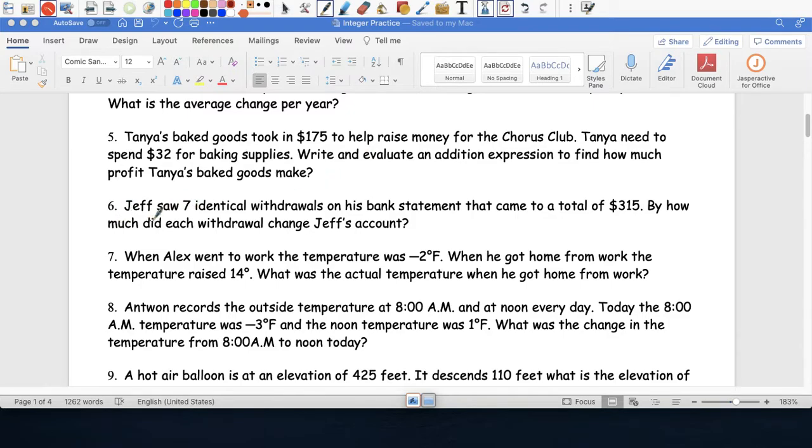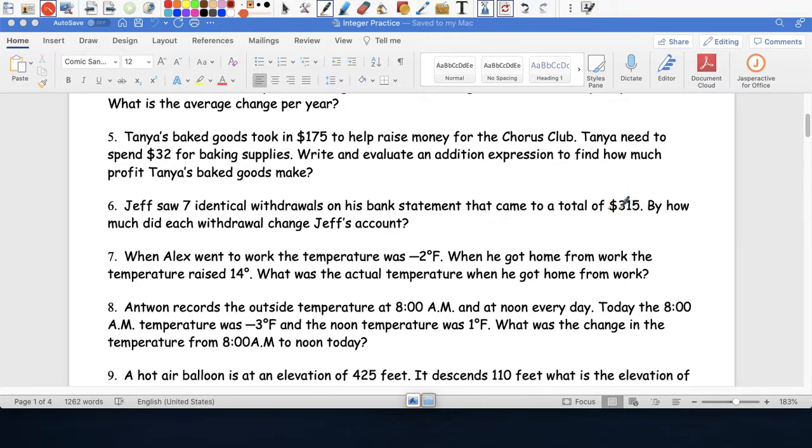Jeff saw 7 identical withdrawals on his bank statement. They came to a total of $315. By how much did each withdrawal change Jeff's account? Withdrawal means he took away a certain amount of money 7 times. And it was 7 identical values, right? So how much money was each withdrawal?